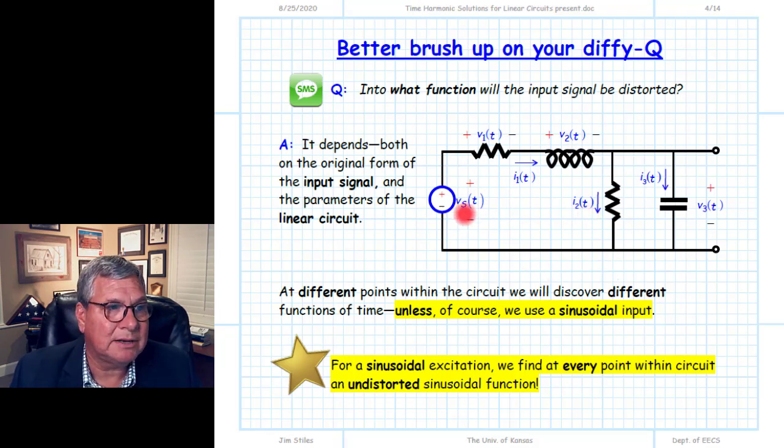Unless, of course, we excite that circuit with a source which is a sinusoidal function, a sinusoid that has a frequency omega, a magnitude, and a relative phase. In that case, we know we'll find a sinusoid that exists at every single location in the circuit of precisely the same frequency as that of the source.